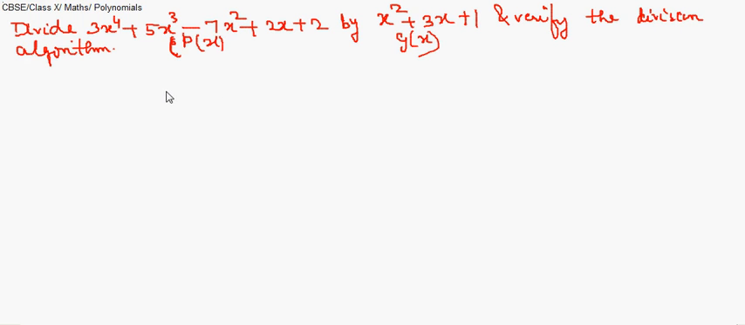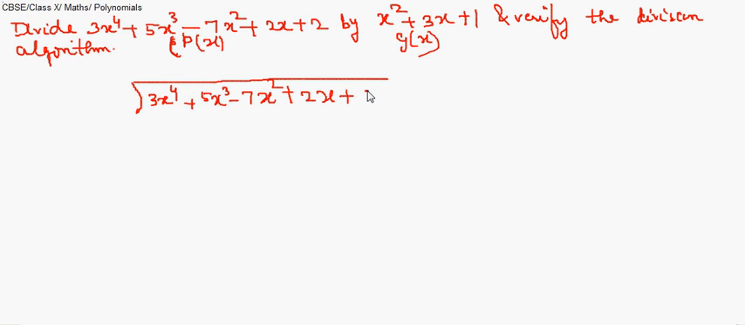We'll simply continue a long division process. Three x 4 plus 5x cube minus 7x square. When you have such long questions, be very attentive and write these in a spacious way so that it doesn't get clumsy later on, that increases the scope of your mistakes. I have written this down. Let me first show. This is x square and this is 3x to the power 4.